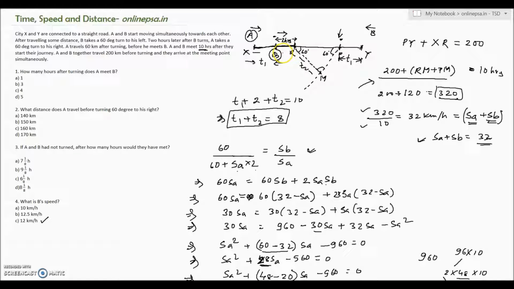The other information that we can write is the total distance, right? From P to Y. What's the total distance? That total distance is SB multiplied by T1 plus this is 120, PM plus MR. So we'll write 120 plus SA multiplied by T1 plus 2 hours, right?